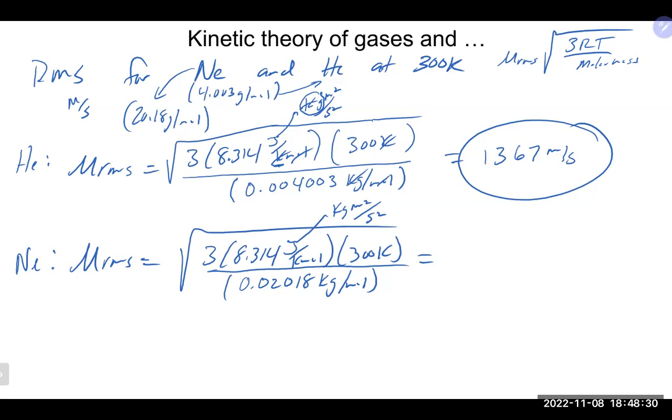Probably should take the square root of it, would be good as well. Let me try that again. That number seems a little too big. Let's try it here. Now I'll take the square root. There we go. About 609 meters per second.